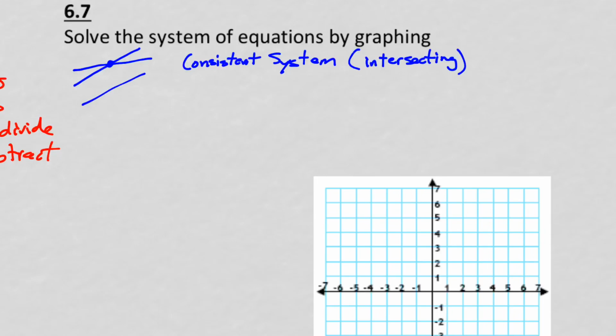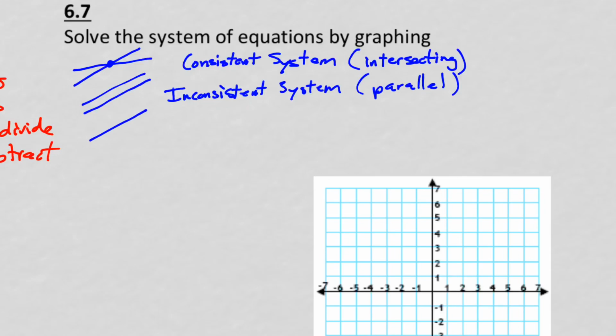If they don't intersect, that means they're parallel. So that would be an inconsistent system because they're parallel. And then if the equations look different, but once you simplify, you're going to get the same exact equation, that means you're going to be drawing lines on top of each other, so it's basically the same line. That's called a dependent system because they're the same.